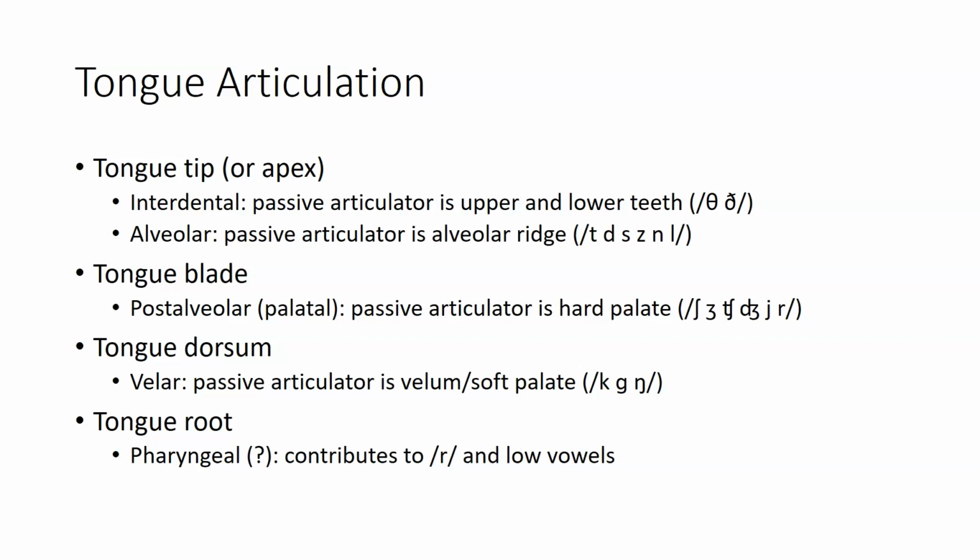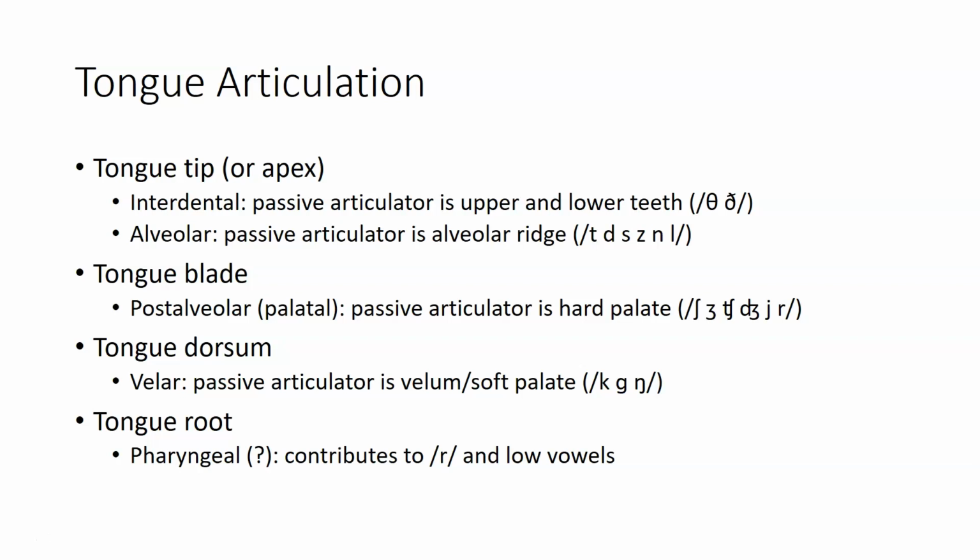The tongue blade is used for our post-alveolar or palatal sounds, like sh, zh, ch, j, y, and r. The tongue dorsum is used for our velar sounds, k, g, and the nasal ng.